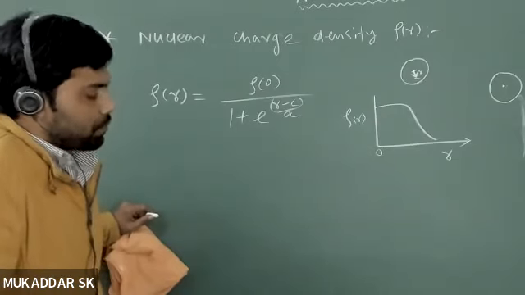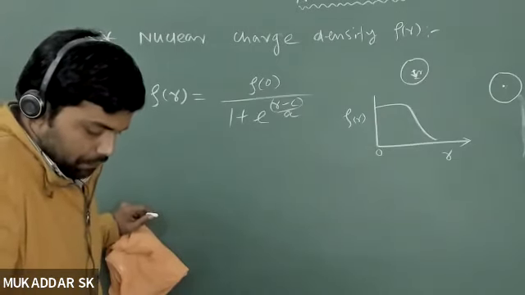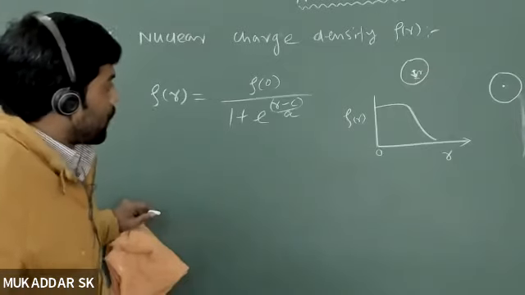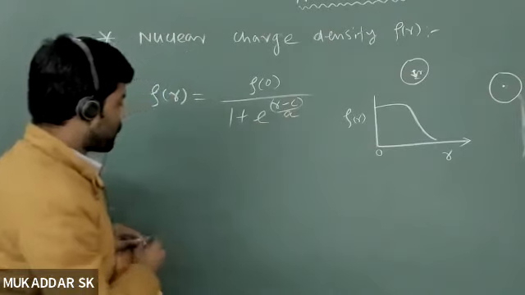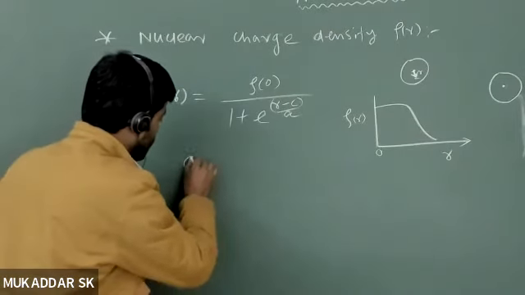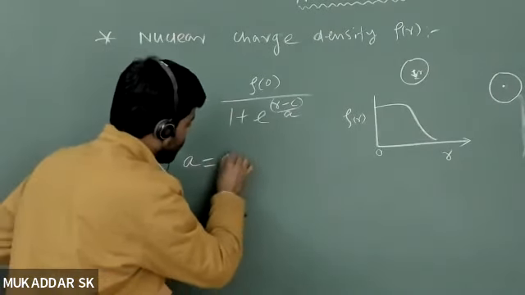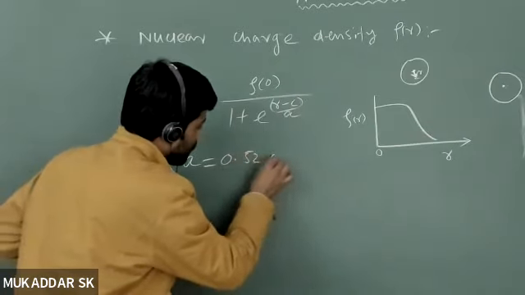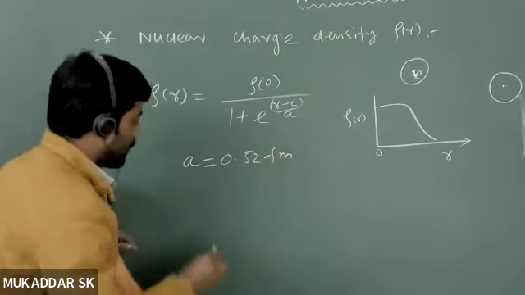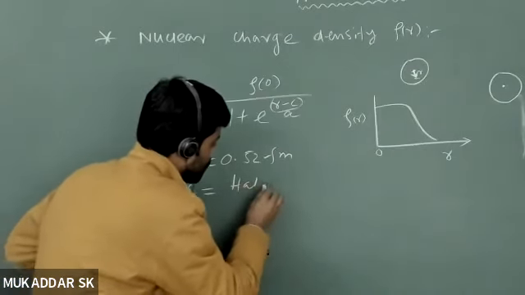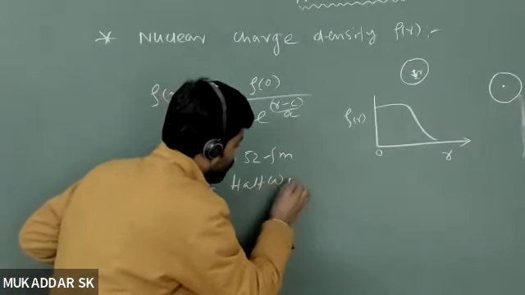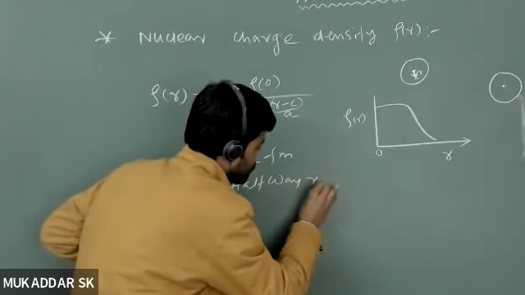Sir, in the expression, what is written in the exponential? R minus C by A. Okay. What are C and A? I must write that A is some constant and the value of A is 0.52 femtometer. And C is called the halfway radius.